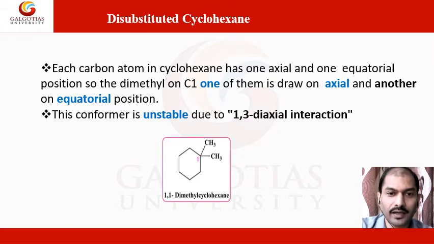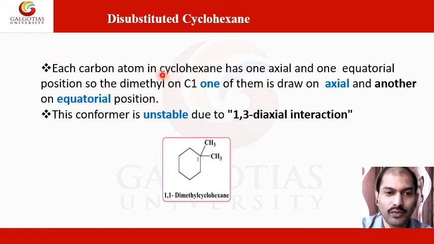Like in the case of methyl, it is getting interacted with the third hydrogen, which is in the axial position. Each carbon atom in cyclohexane has one axial and one equatorial position. So the dimethyl on C1, one of them is drawn axial and the other on the equatorial position.